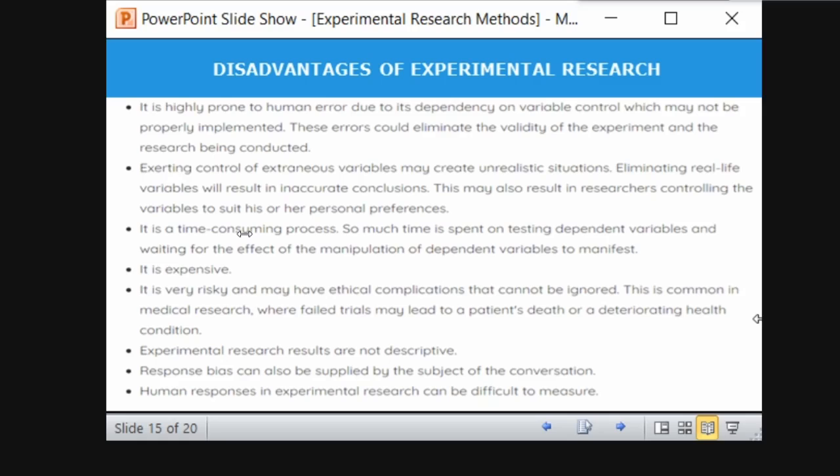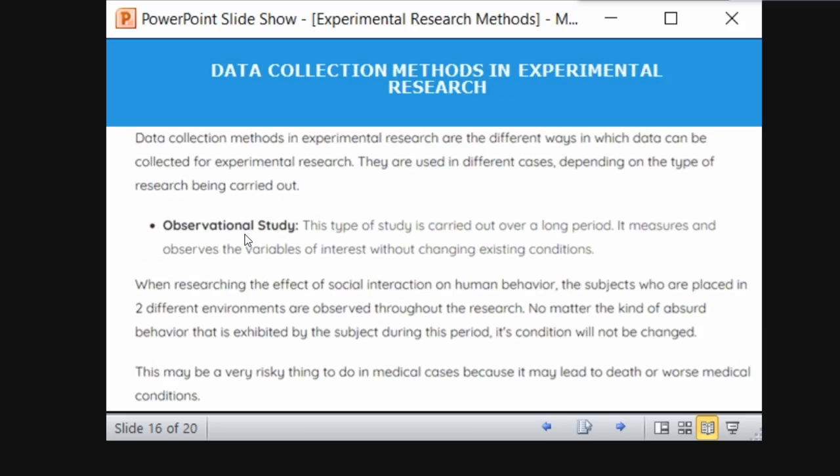Human responses in experimental research can be difficult to measure. That is true. So there will be bias. Response bias, we saw that in descriptive also. Response bias means, for example, if you are giving a questionnaire, sometimes they will not give correct answers. That is response bias. Human responses in experimental research are difficult. Okay, so these are some of the disadvantages.